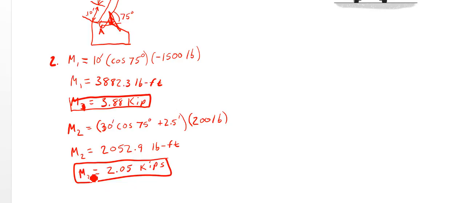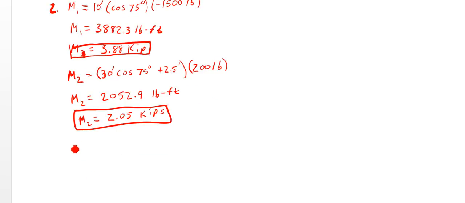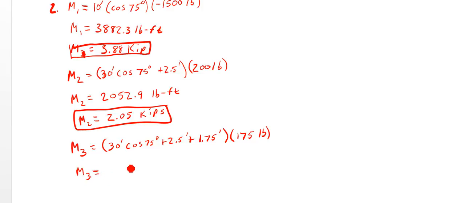That's M2. And then finally M3. Our horizontal component there is going to be the horizontal component for our boom plus our 2.5 plus our 1.75 that the man is over from the center of gravity of the basket, times the man's weight, 175 pounds. When we do that math, we find 2,102.5 pound-feet. So M3 then is 2.10 kips.